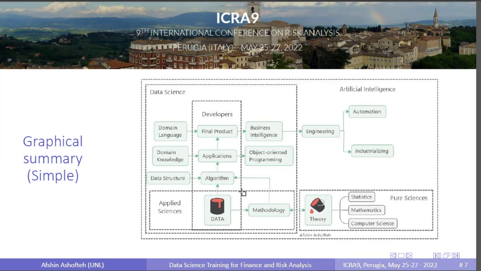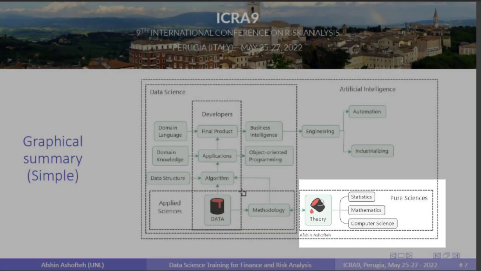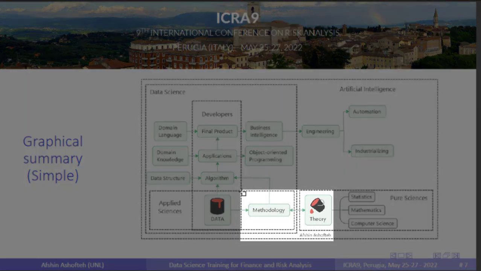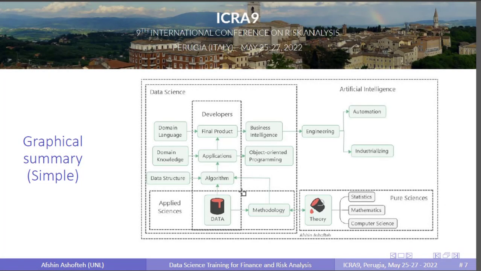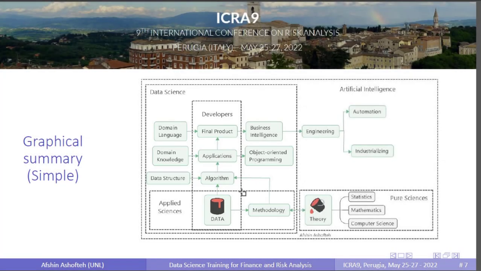In this graphical summary, I summarized the general idea about data science. The theories are extracted by pure sciences, and we could have some methodologies, that in combination with the dynamic of data and the problem will give us algorithms. Programmers make some applications with these algorithms and deploy the models as a service. In all these last steps, the domain knowledge and domain language should be considered to make a user-friendly and understandable final product for the risk managers and financial experts.